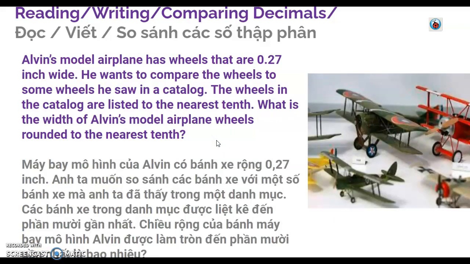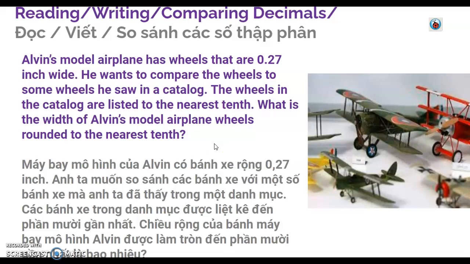Alvin's model airplane has wheels that are 0 and 27/100 inch wide. He wants to compare the wheels to some wheels he saw in a catalog. The wheels in a catalog are listed to the nearest tenth. So what is the width of Alvin's model airplane wheels rounded to the nearest tenth?